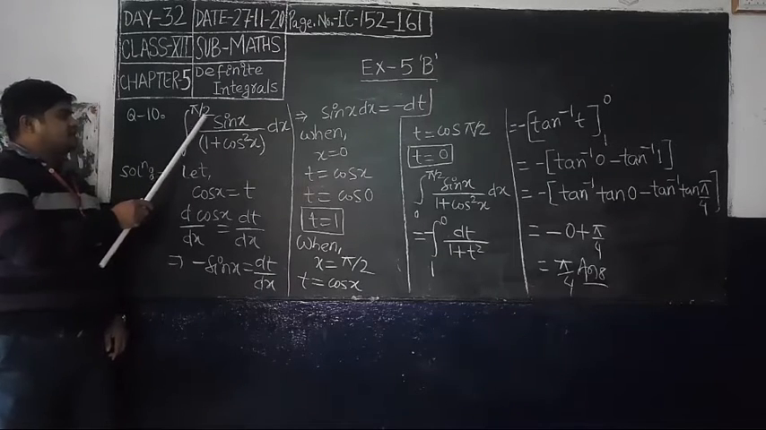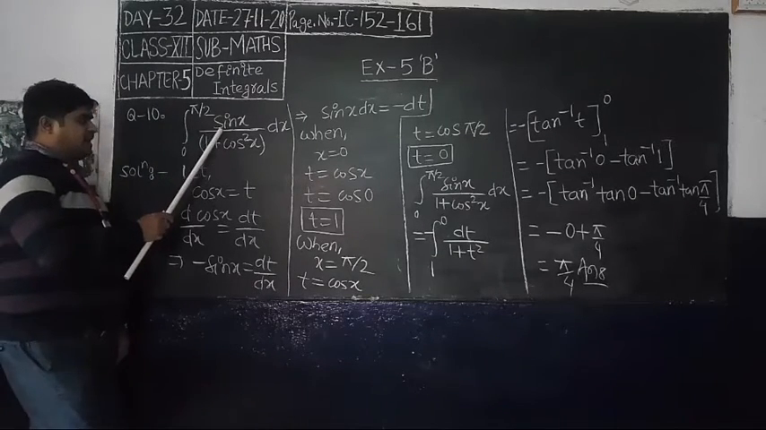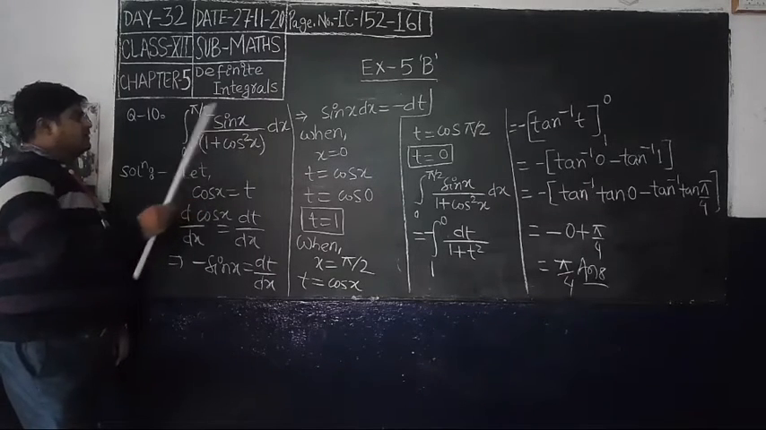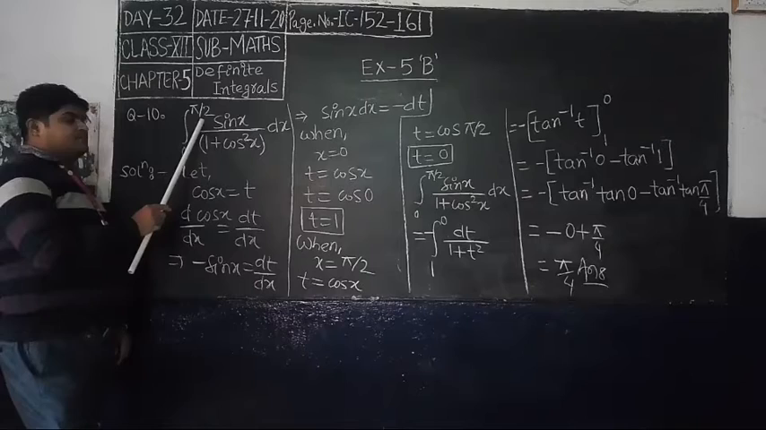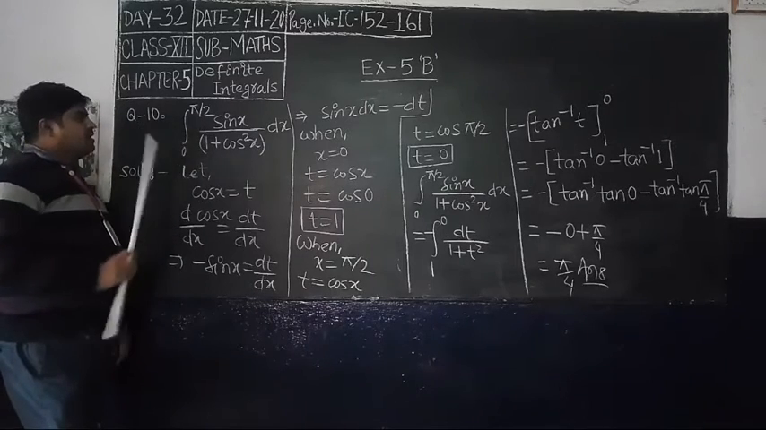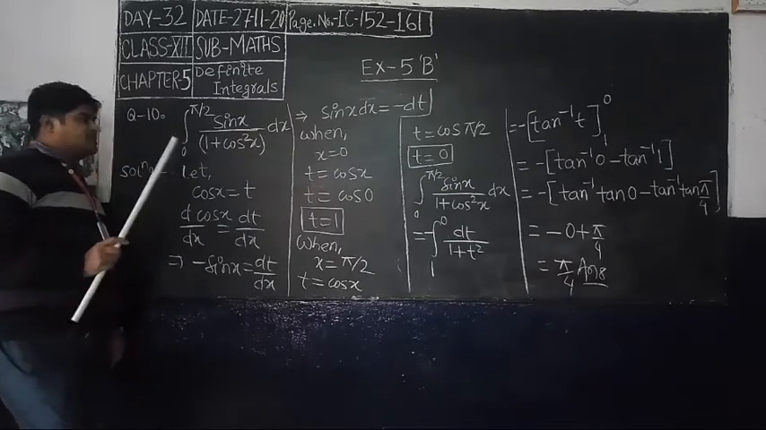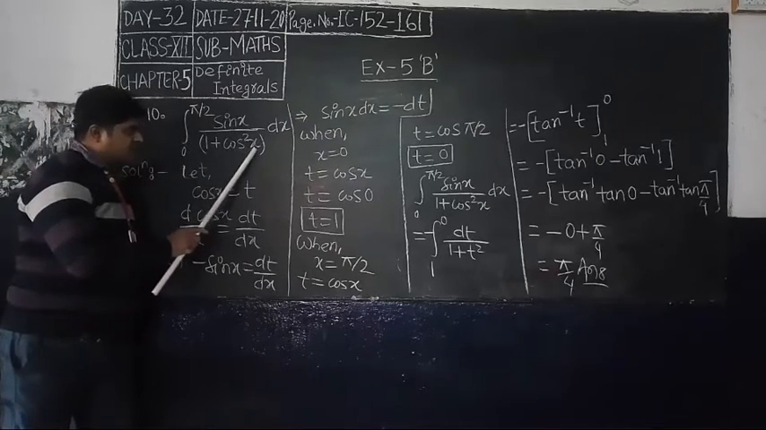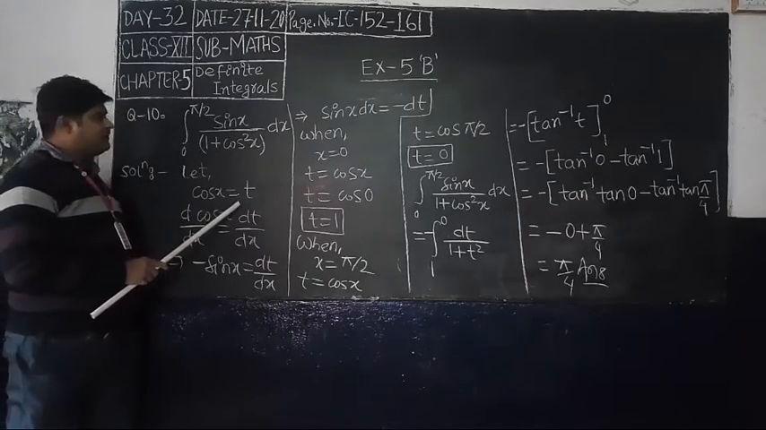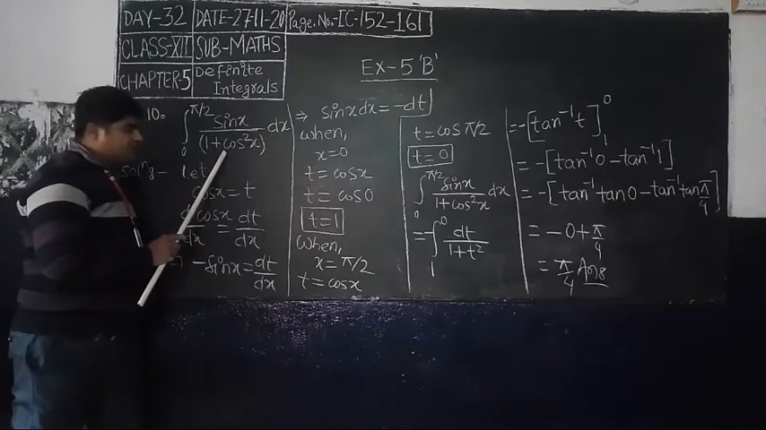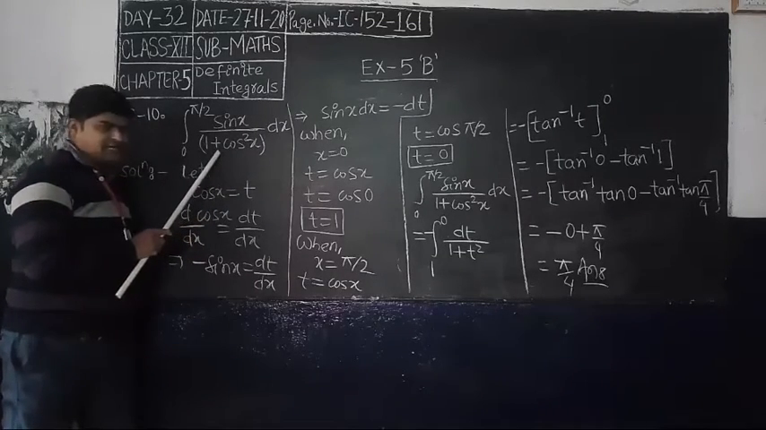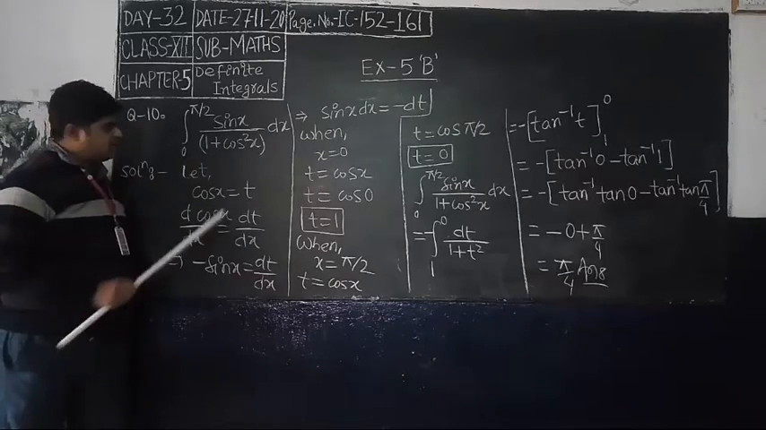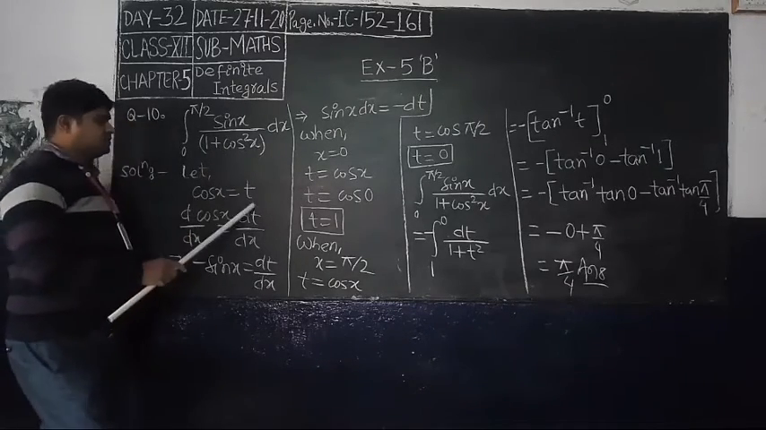You have to find the integration of sin x by 1 plus cos square x dx with limit 0 to pi by 2. Okay, you will solve. First of all, you will suppose let cos x is equal to t. Okay, why? Because when you find the first derivative of cos x, then it becomes sin x dx. So you will suppose here let cos x is equal to t.